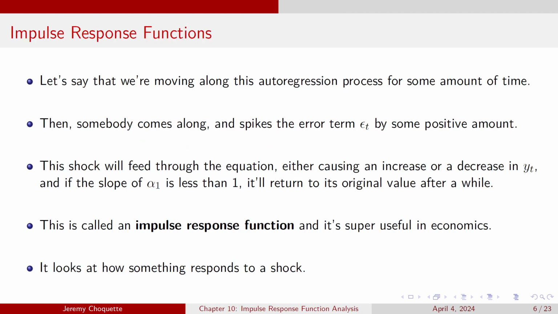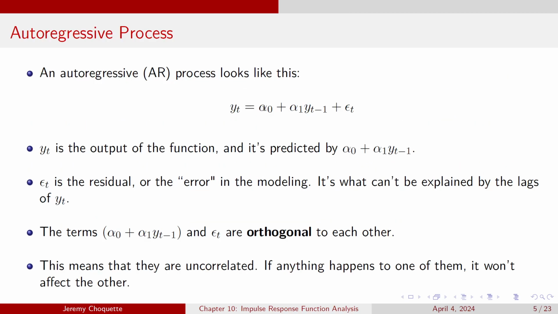So let's say that we're moving along this AR process for some amount of time, and somebody comes along and they spike that error term by some positive amount. So what's happening is they're shocking the equation. And when they shock that equation, it's going to feed through the rest of the equation, right? Now you're like, well, I thought you just said they were uncorrelated. I did. The regressor, the stuff on the right-hand side, and this epsilon are uncorrelated. But if this epsilon goes up, this y_t goes up.